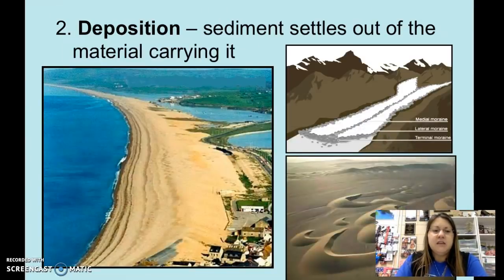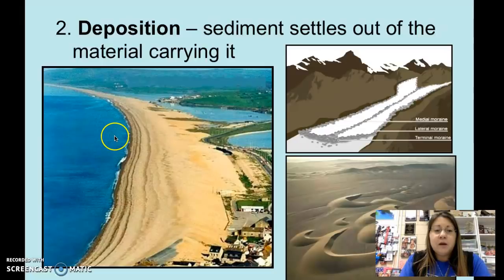Deposition. So the second thing that can happen is deposition. Sediment getting settled out, sediment getting laid down or deposited is what deposition is. So all the lines on the beach right here are where you've had waves that basically come up on the shore and then go back out.